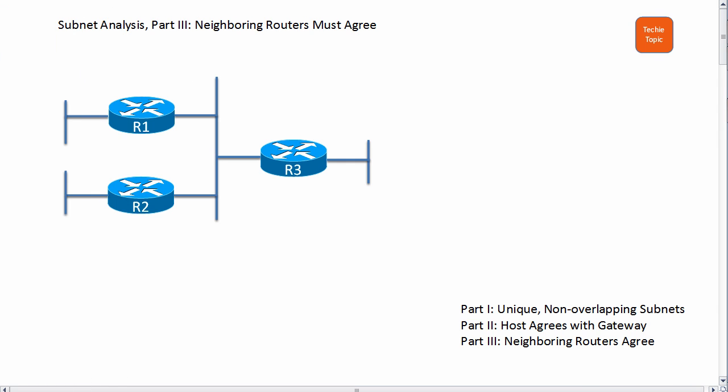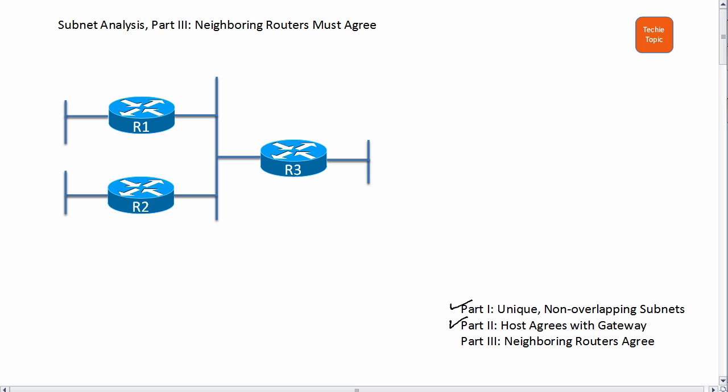Hi, and welcome to part 3 of this series of videos about analyzing subnets. Back in the first video, we talked about how you needed to have unique, non-overlapping subnets in your design, and that's something you can check on the exam for problems to answer questions. The second video, we talked about how hosts needed to be in the same subnet as their gateway routers and how you need to verify that.